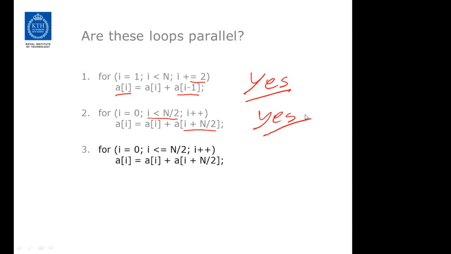Third example here, same loop body, exactly the same loop body. Now instead we go to n over 2 inclusive in the loop iterations. This means that there is actually an overlap at I equals 0, because then you have n over 2 here, and also at I equals n over 2, because then you have the same array element being read and written. So no, this cannot be parallelized unless we take care of this borderline case.